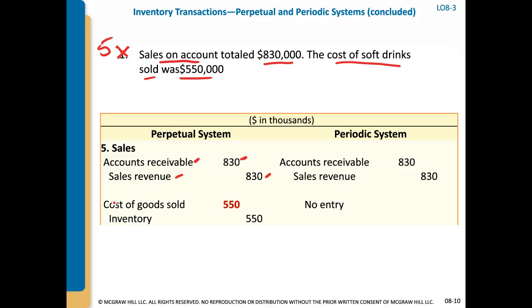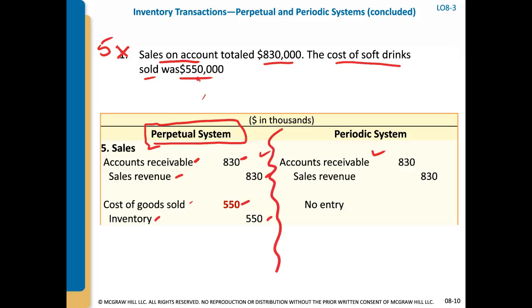It's the same thing for the perpetual versus periodic. A sale is a sale. However, with the perpetual system, every time we make a sale, we adjust our inventory and cost of goods sold. They told us that the cost of that inventory that we sold was $550,000. So we're going to reduce inventory by $550,000 and we're going to debit cost of goods sold at $550,000.